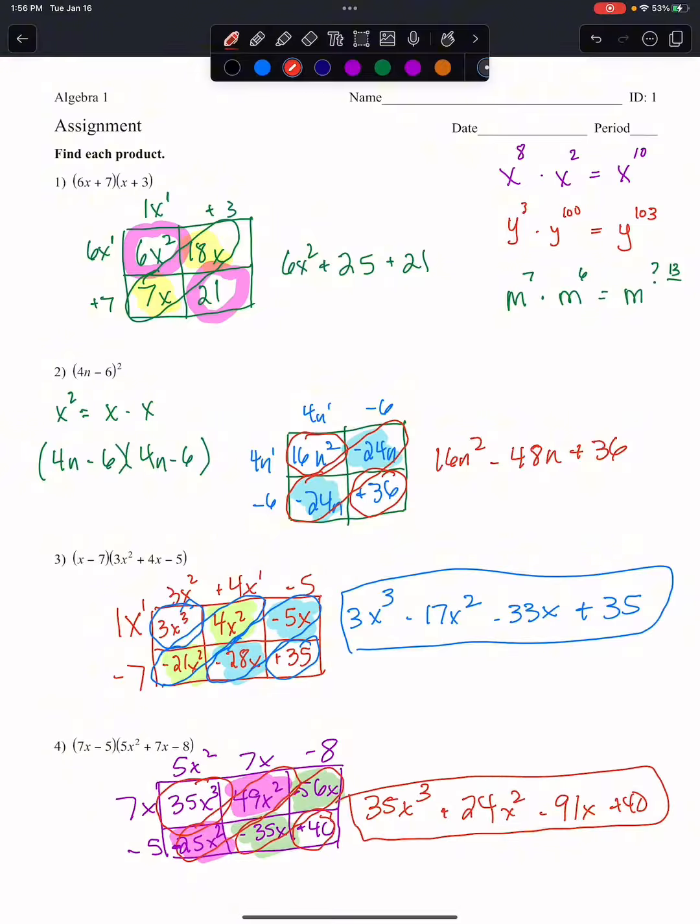And when you get larger numbers like that, it is okay to use a calculator to verify your numbers. All right, that is the end of this video.